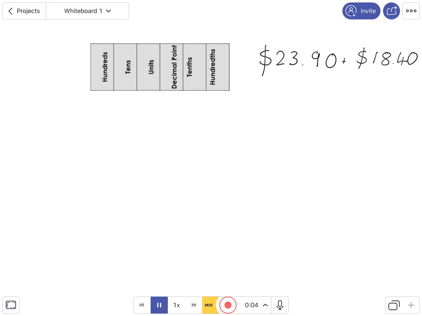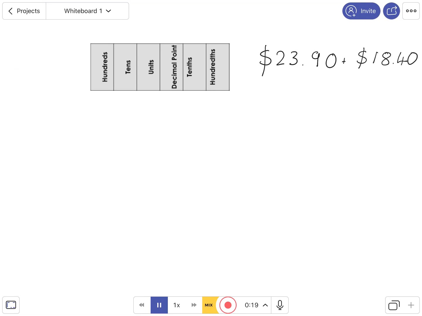In this lesson we are looking at using vertical addition when adding amounts of money together. Now we need to remember what we learnt in the first term with place value columns. And this time we're going to use our new place value columns to represent cents.